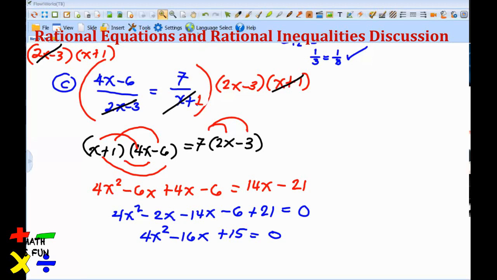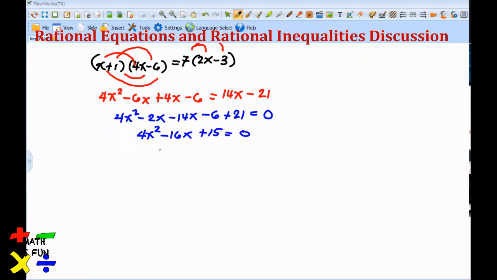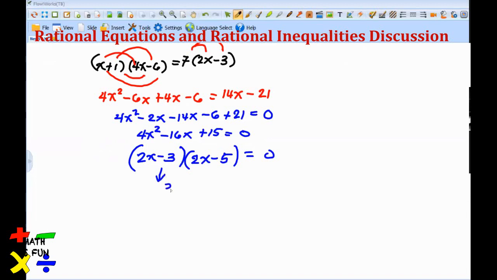Let us factorize. Okay. So what are the factors of 4x squared? So let us try 2x and 2x. Or you can press mode 5-3 on the calculator. Enter 4, negative 16, and 15. So 2x, then 15 will be 3 and 5. Then this is negative, so these are both negative. So therefore, we have the value of x here is 3 halves. The value of x here is 5 halves.